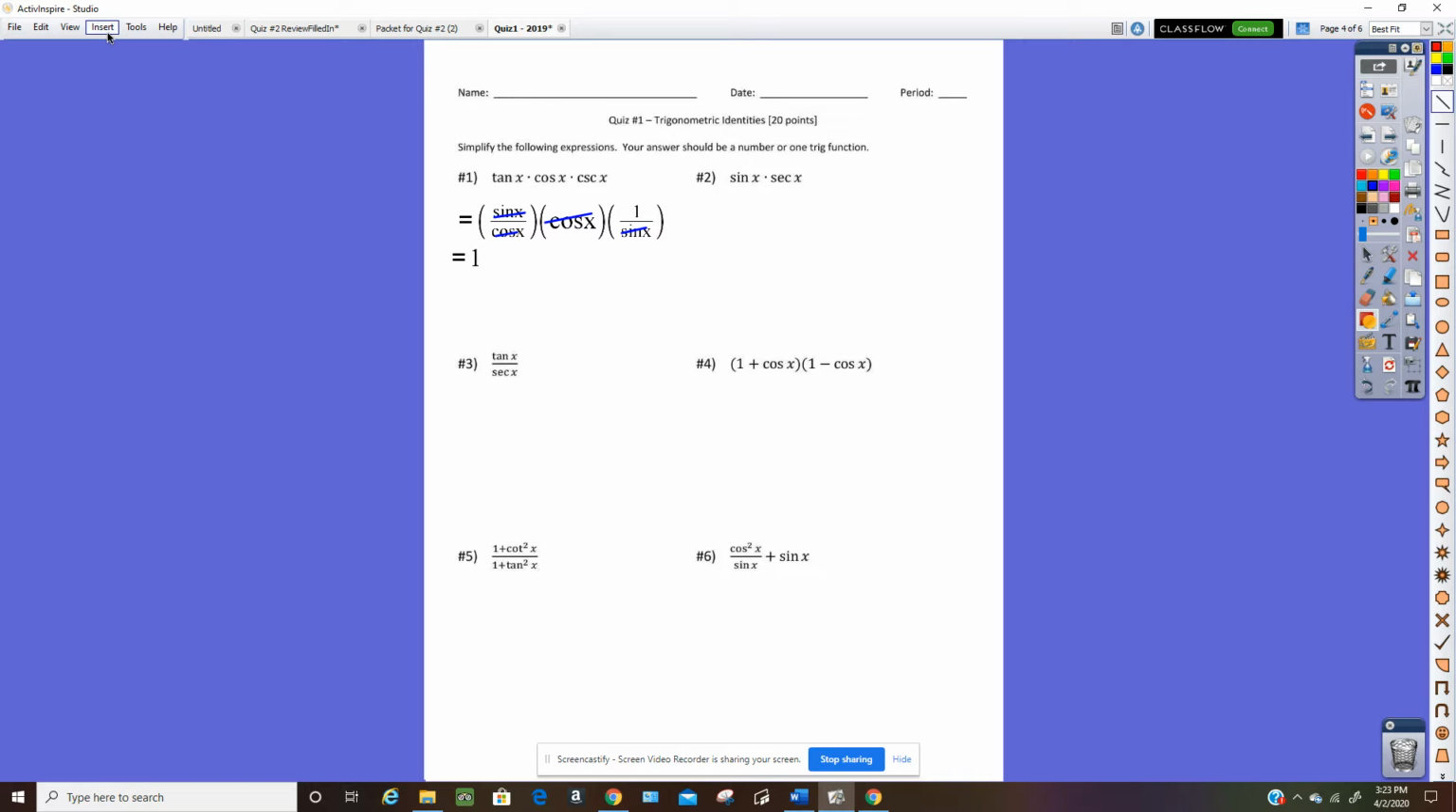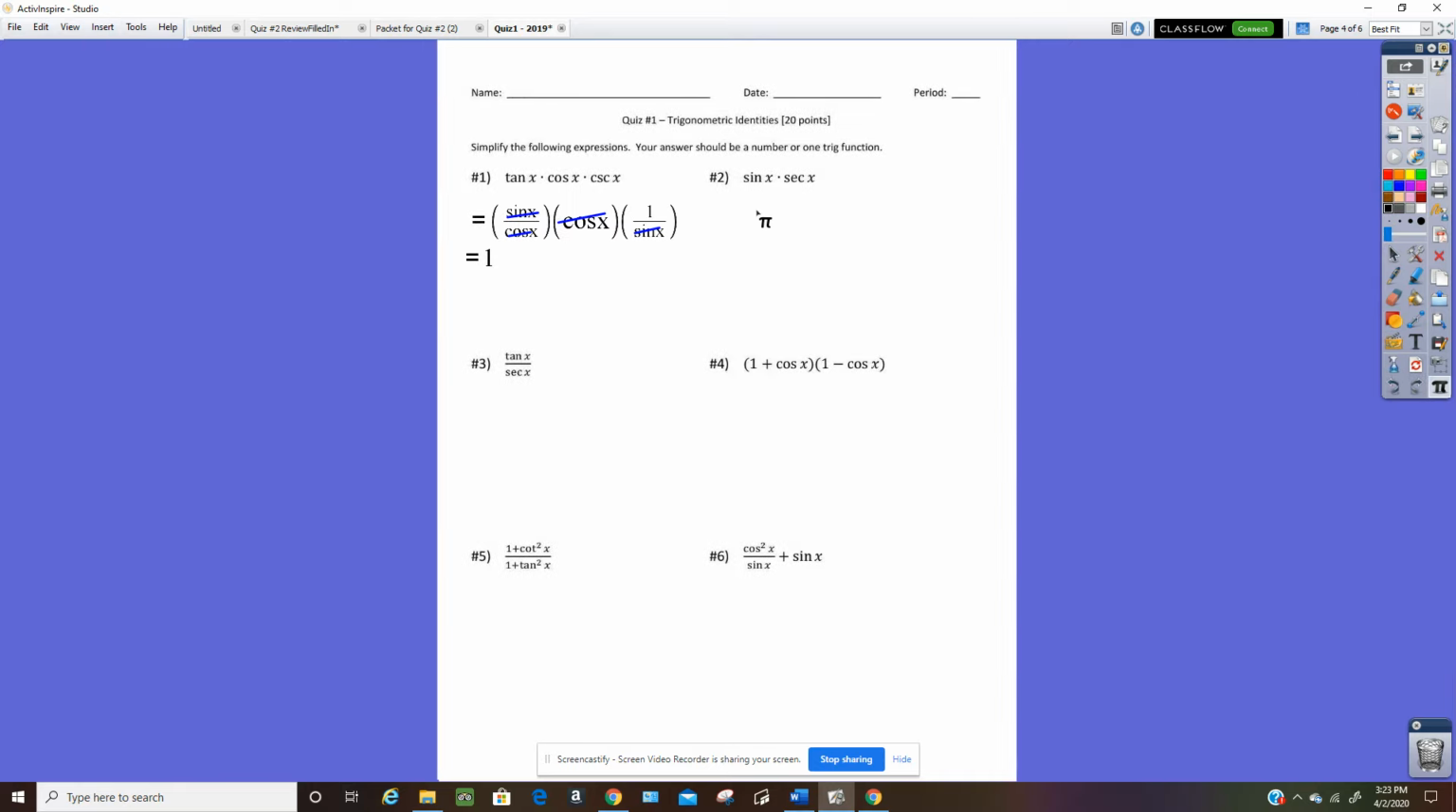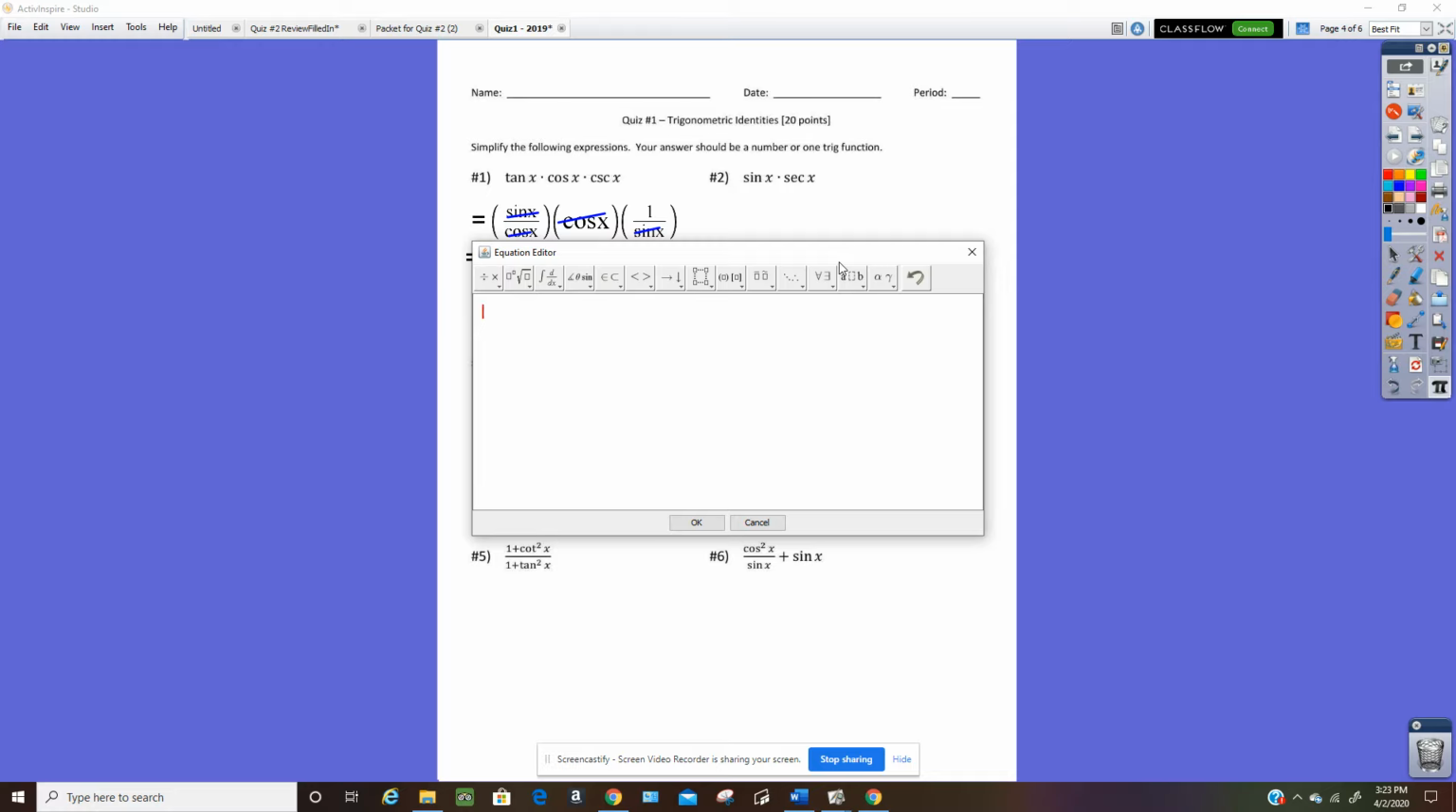Second one, so I leave sine x alone, and secant is 1 over cosine. And then sine x over cosine x is tangent x.